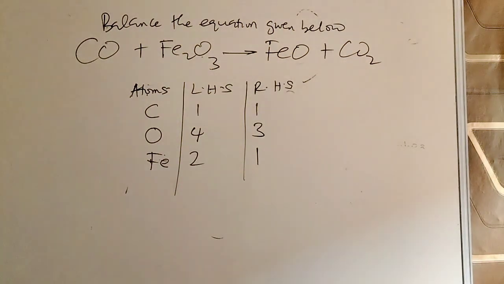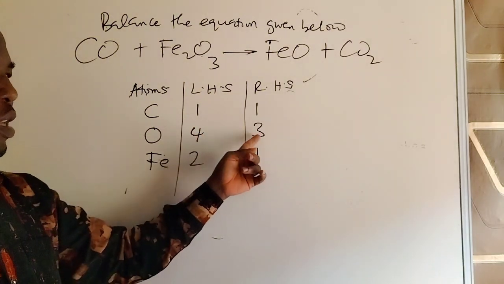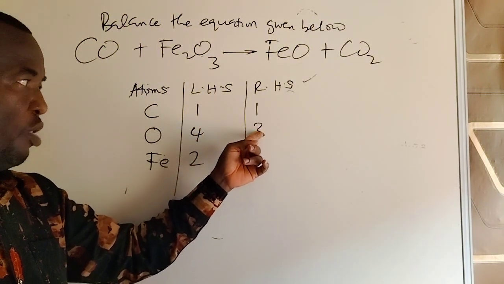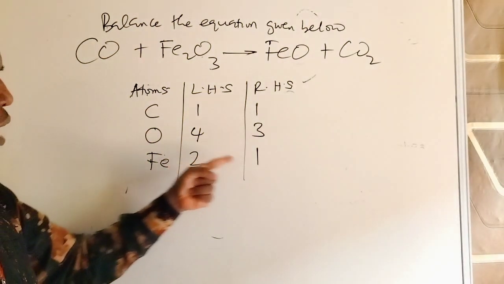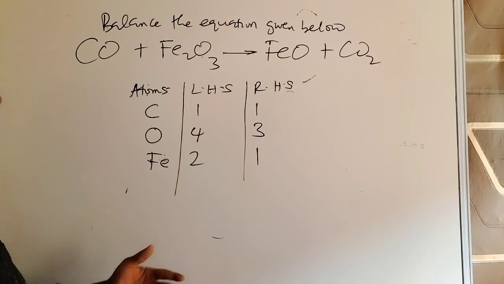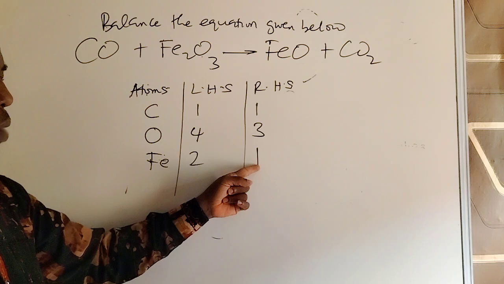So having done that, we look at the equation. We see that carbon is the only atom that appears to be balanced. Oxygen and iron are not balanced. Which one will be easier for us to balance? If you look at them very well, we can't balance oxygen easily because 4 is not a multiple of 3, meaning that no number multiplied by 3 gives us 4. So run away from oxygen and go to iron. 2 and 1. Look for a number that multiplies the smaller number to give you the larger. Is there a number like that? Yes, 2 multiplied by 1 gives you 2.